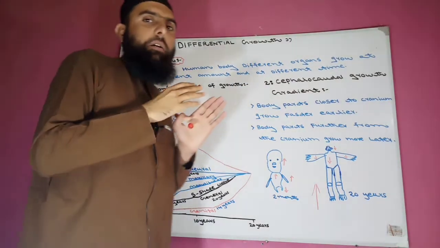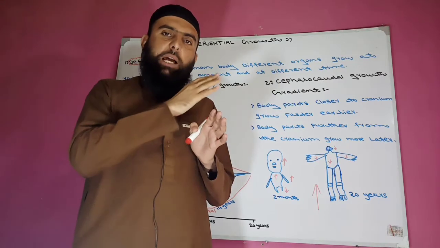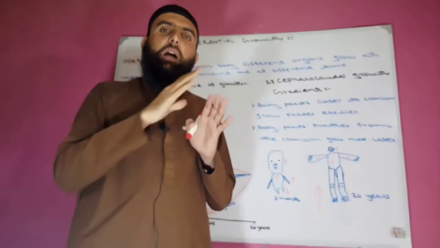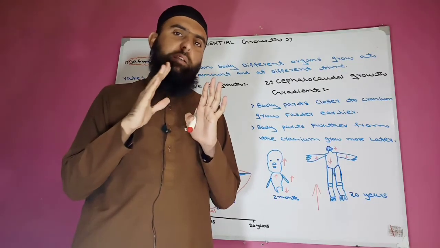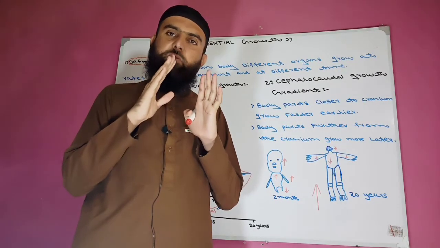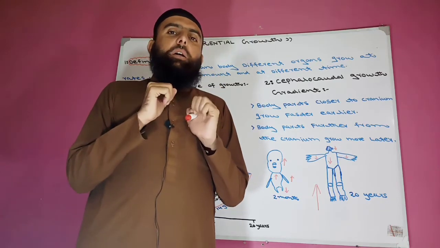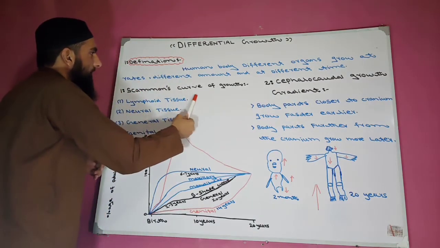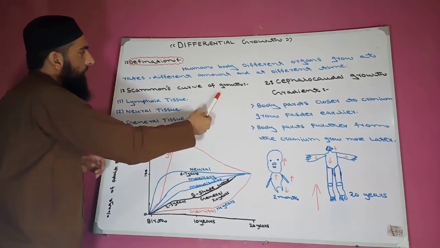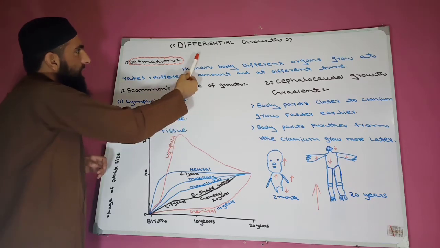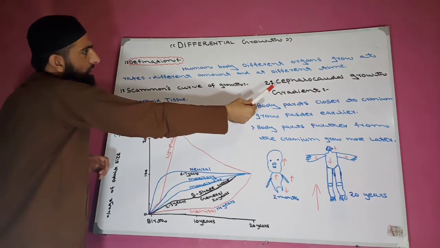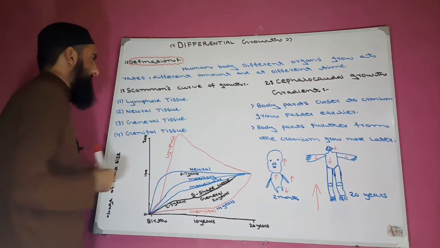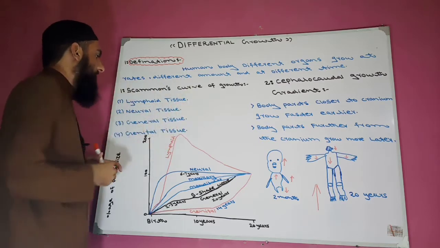Now, by two main concepts, we will understand the differential growth concept, how different body organs grow at different rate, time and amount. To understand this, first we study the scheme and curves of growth. By the scheme and curve of growth, we will understand the differential growth concept. And again, from the cephalocaudal growth gradient also we understand the differential growth concept. First, scheme and curve of growth.